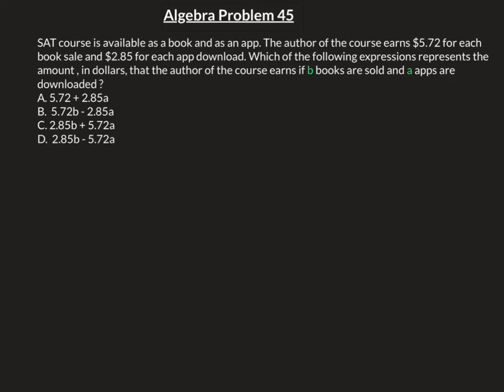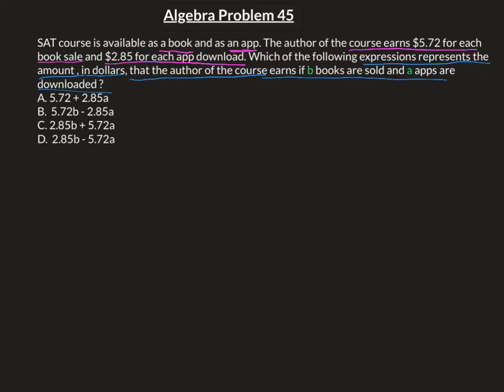So now immediately let's just underline our important information. I'll just underline it here in purple. Our SAT course is available as a book and as an app. This could be important because it's giving us what we're talking about. And then the author of the course earns $5.72 for each book sale and $2.85 for each app downloaded. And now we've got our question. Which of the following expressions represents the amount in dollars that the author of the course earns if B books are sold and A apps are downloaded?